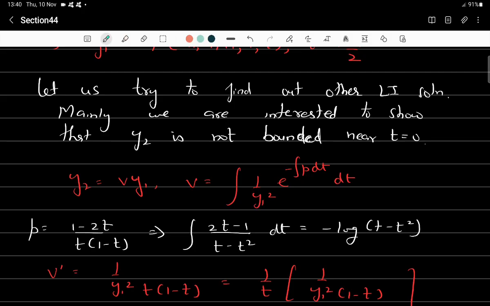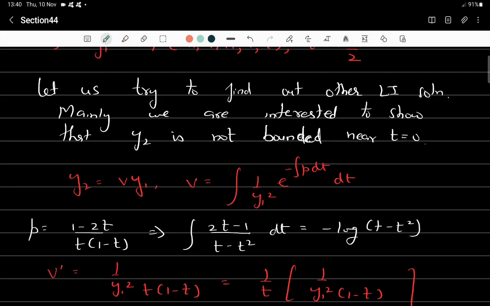So now if you write v dash as 1 by t, 1 by y1 square into 1 minus t. Now y1 is a hypergeometric solution, we have already seen. A hypergeometric solution is a polynomial in t, which could be something like 1 plus some constant t plus constant t square and so on. And if you square it, again it will remain a polynomial in t. The only observation is that it would start with 1. It would have a coefficient of t raised to the power 0.